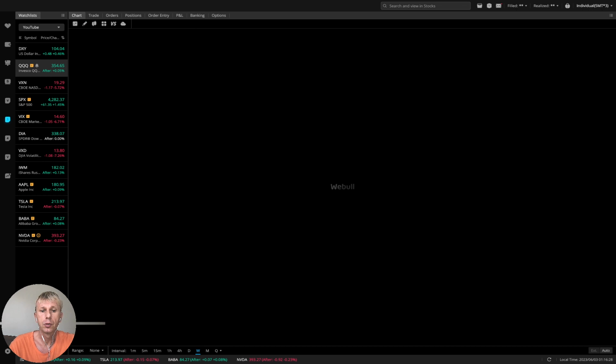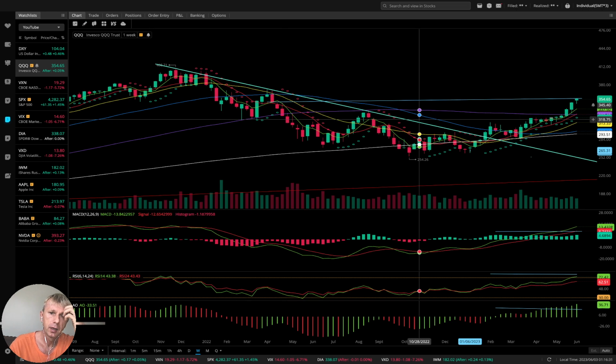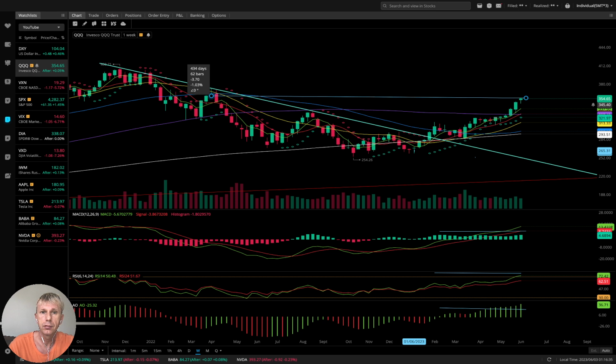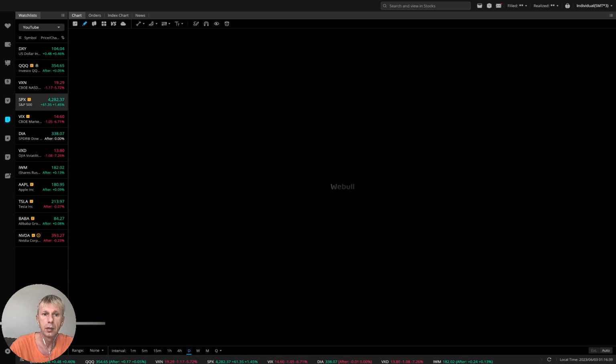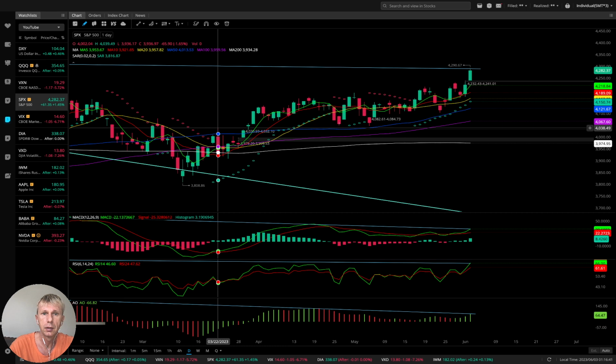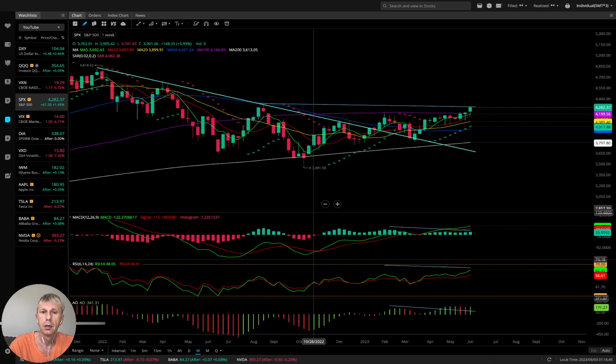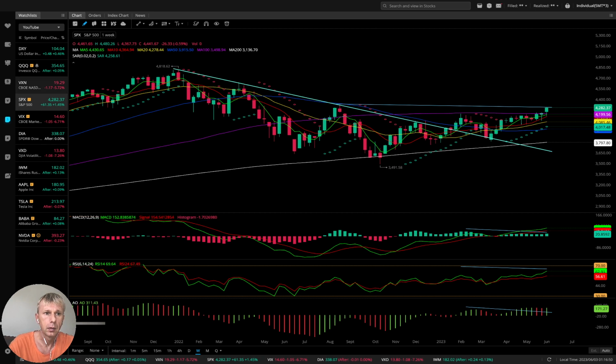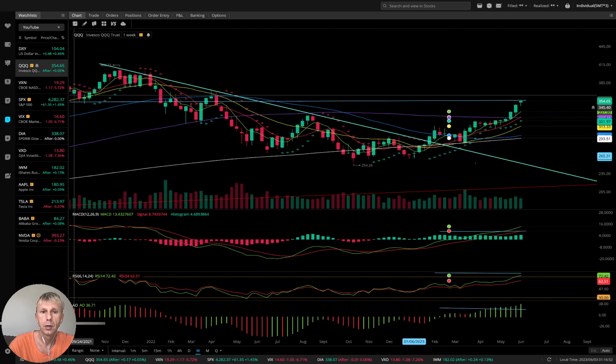Now let's move to QQQ. QQQ weekly time frame. Let's see QQQ. It just tested this level. I'm sorry, what did I do? Let me show you. Sorry about this mess.